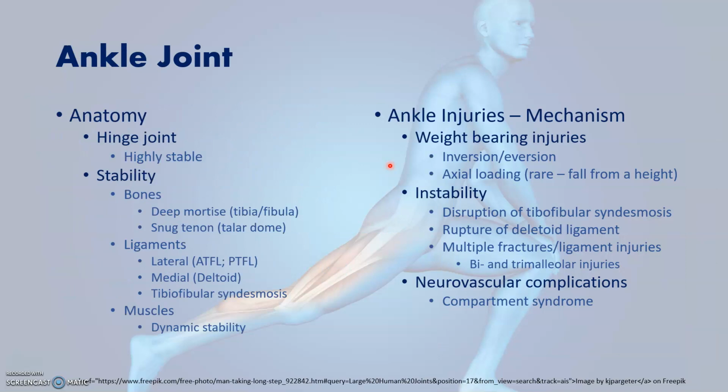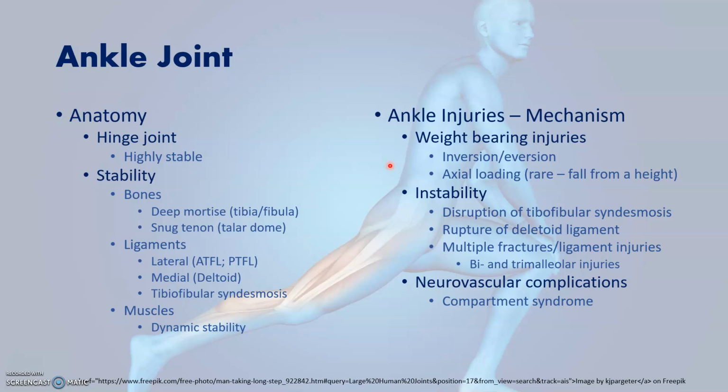The ankle is a highly stable hinge joint, and the stability is dictated by the bones. The tibia and fibula, through the lateral and medial malleoli, form a deep mortise into which fits the talar dome as a tenon. So the talar dome fits snugly into that groove formed by the lateral and medial malleoli.